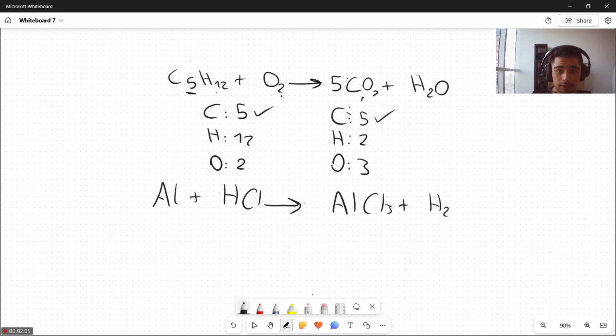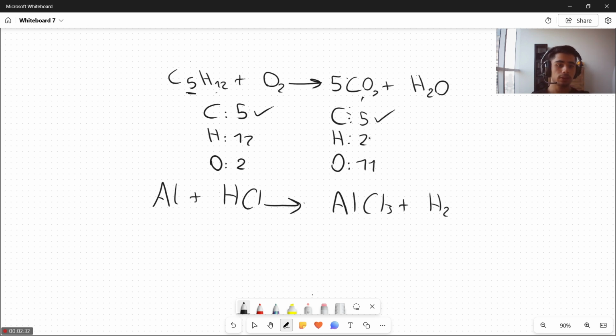Then I look again. That not only affected the carbon, it also affected the oxygen. So we'll also have to change this. 5 times 2, that's 10, plus 1, that's 11. So now we're even more unbalanced. But that's okay, we'll just leave that for later, because now we're going to balance our hydrogens.